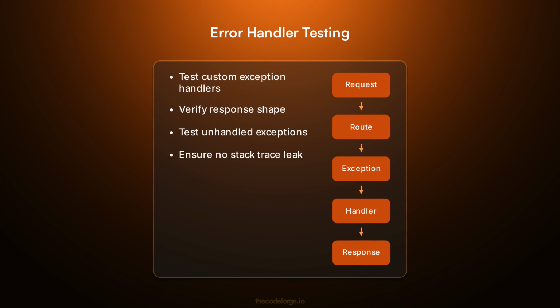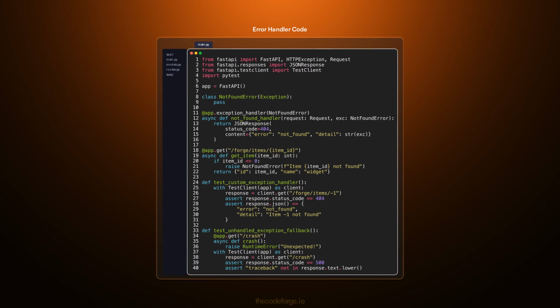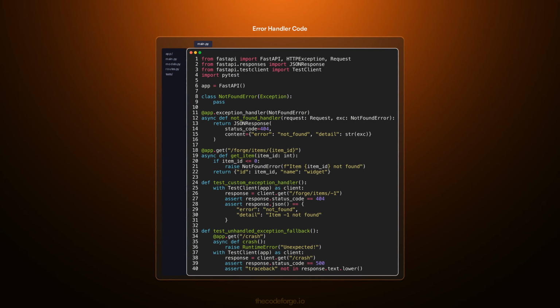Your application likely has custom exception handlers that return structured error responses. Testing these handlers is critical. If they break, clients see unexpected response shapes. We test both custom and unhandled exceptions. The custom handler returns a structured JSON response, while unhandled exceptions should return a generic 500 without stack traces.